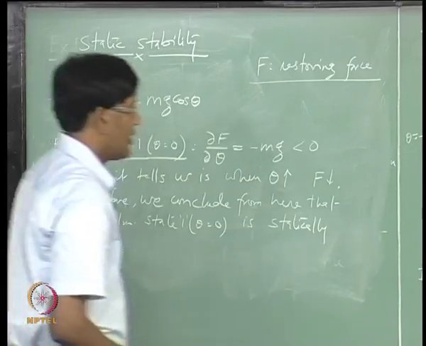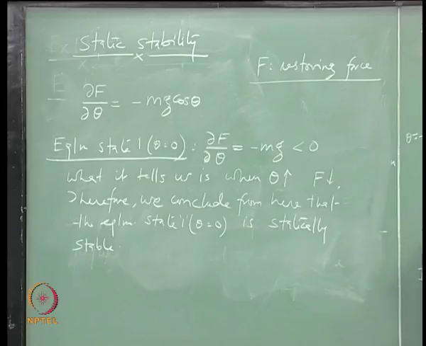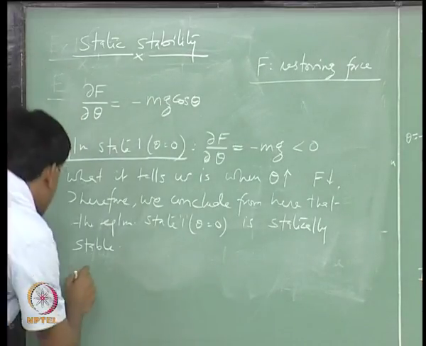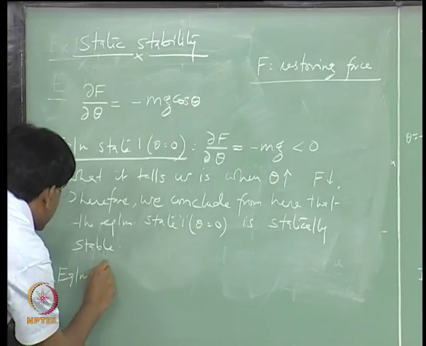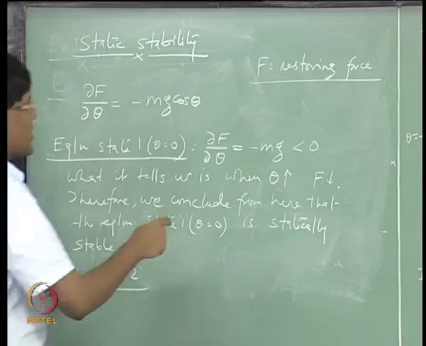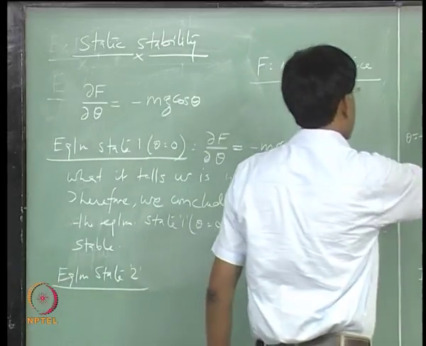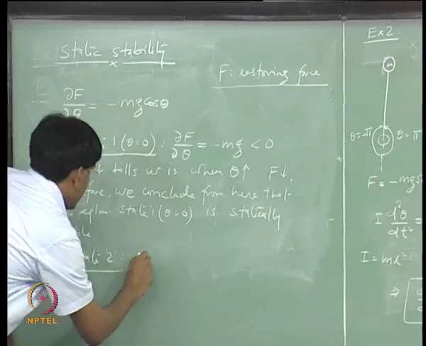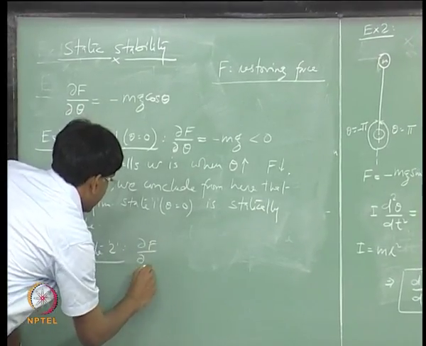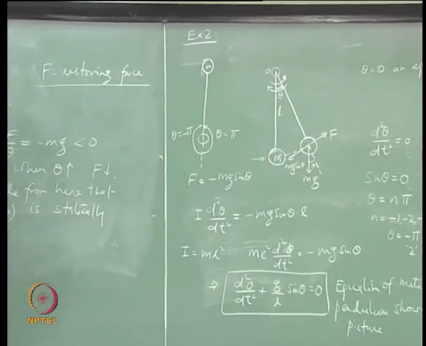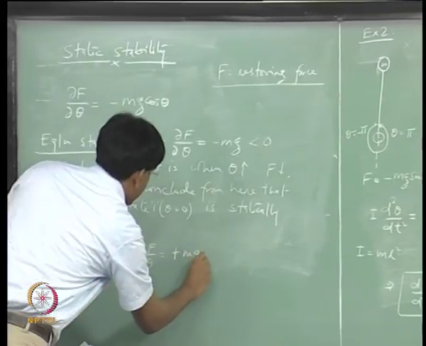Now, let us look at what happens. So, this is 1 and these are 2. Now, let us look at what is happening at the equilibrium state, that is the vertically upward position of mass m. Del f over del theta is plus mg in this case.